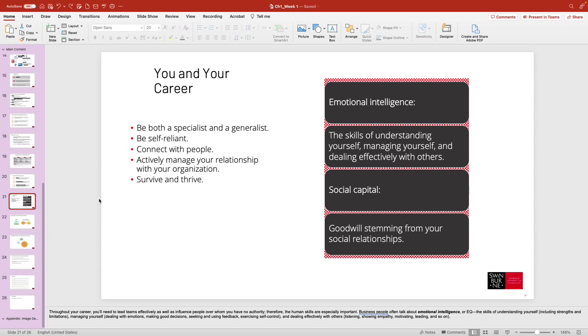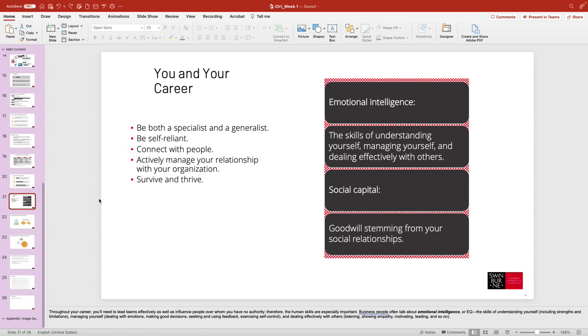So it's very important to become a specialist and a generalist. Remember that. Be self-reliant. Knowledge management is important. That is one of the biggest challenges as well. So continuously try to improve your knowledge. Connect with people. Networking is really, really important.